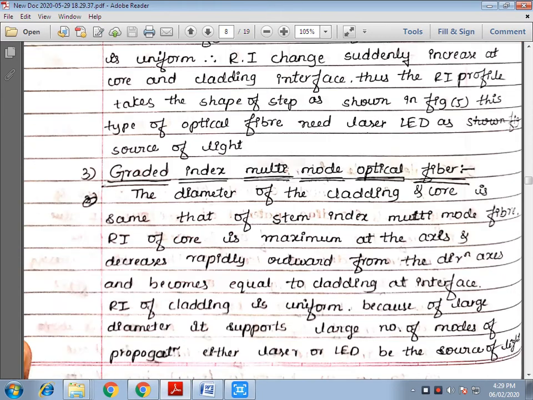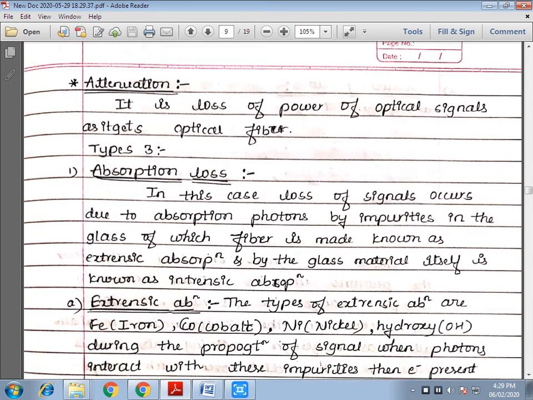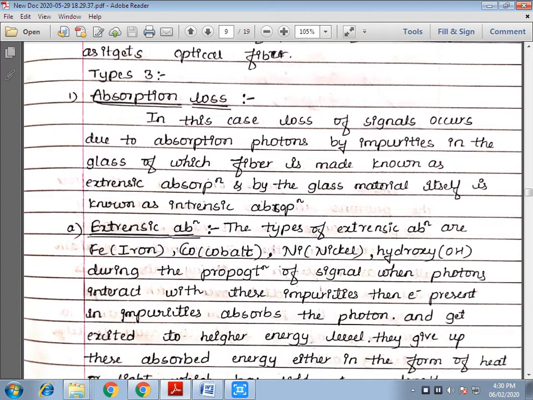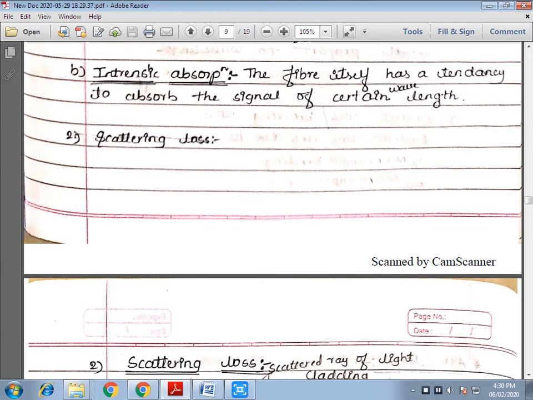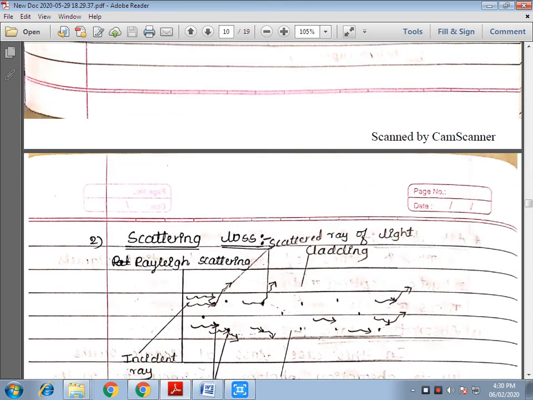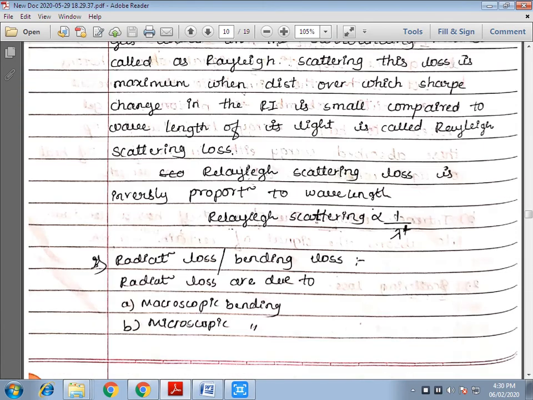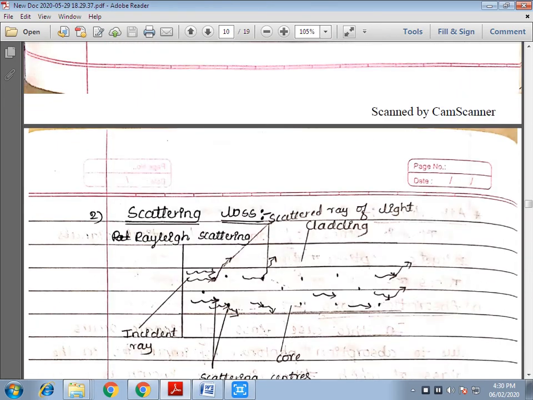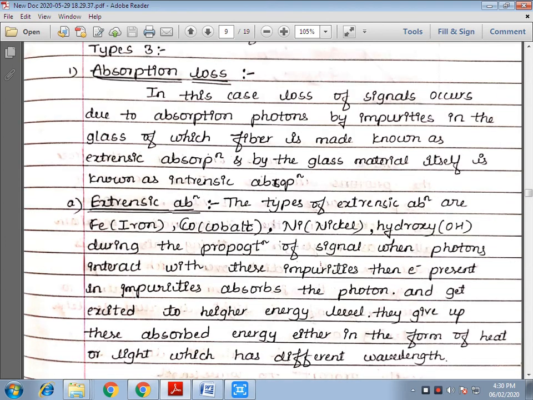And attenuation is the loss of optical fiber, or the loss of power of the optical signals in the optical fiber. There are three types of optical losses through the optical fiber. One, absorption loss; second, scattering loss; then third is radiation loss. First one, absorption loss. There are two types of absorption losses: one is extrinsic absorption, second is intrinsic absorption.